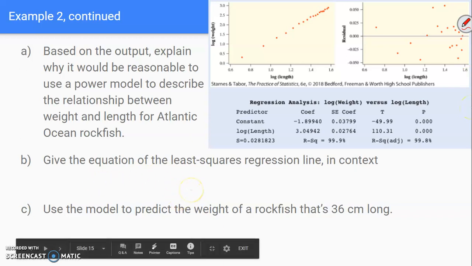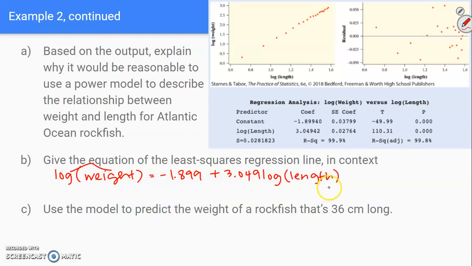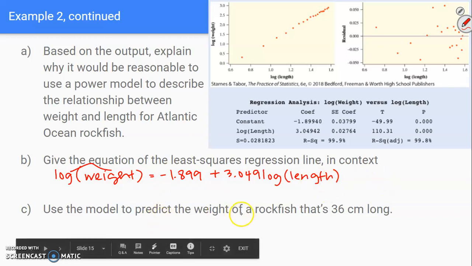So part B, we're going to write the equation of that least squares regression line in context. So again, going off of what I have here, my y is now log of weight. And again, this is predicted, equals, my constant is my y-intercept, negative 1.899, plus, because my slope is positive, 3.049 times log of length, because that is now my x variable. So that's my equation, and then I can use that model to predict the weight of a rockfish that's 36 centimeters long, which is what we did before, but now we're using this new model to do that same thing.